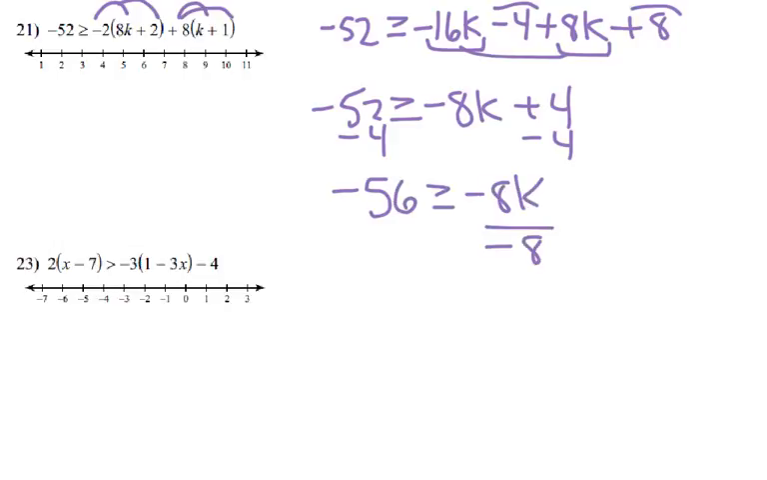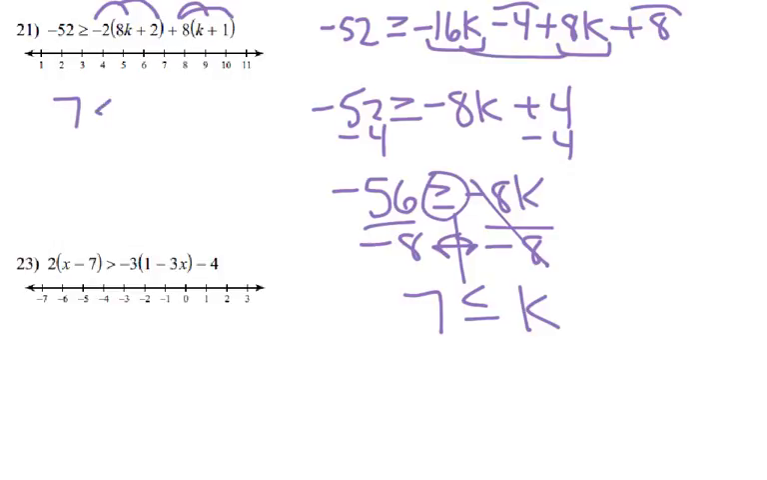Now we're dividing by a negative number. See, we're dividing by this 8, which is negative. So we've got to swap that to the other direction, and negative 56 divided by negative 8 is a positive 7. So 7 is less than or equal to k. So 7, drawing a filled in circle because it's equal to, got the line under it. K is bigger, so we shade to the right.